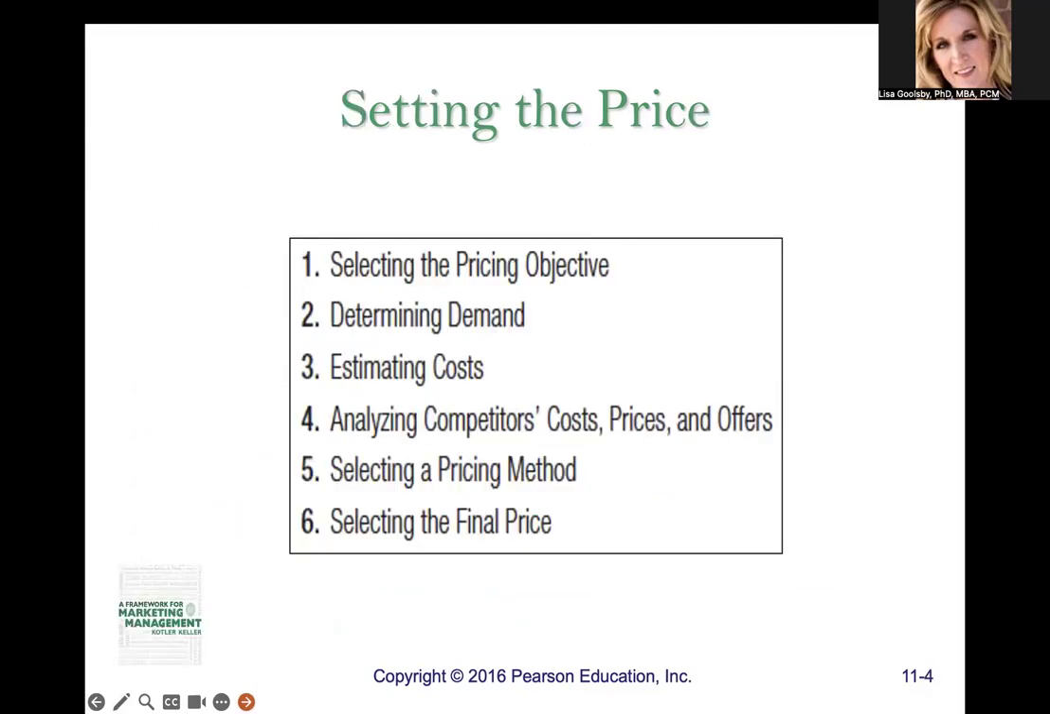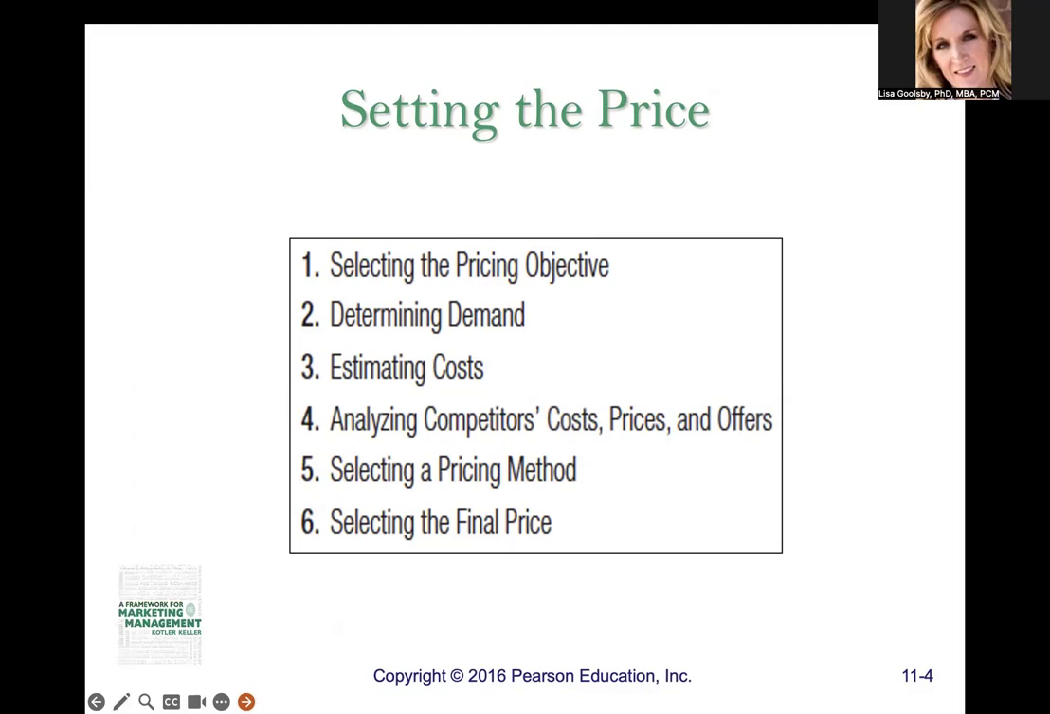So when we look at pricing, I said one of the factors in setting a price is to set that pricing objective. So a couple things that we have to look at. The first step is setting that pricing objective. We need to determine the demand for our product. That's going to play a huge part in how we set that price as well. So think about economics and your economics lessons and the laws of demand and supply. Those certainly come into play when we're looking at setting price.